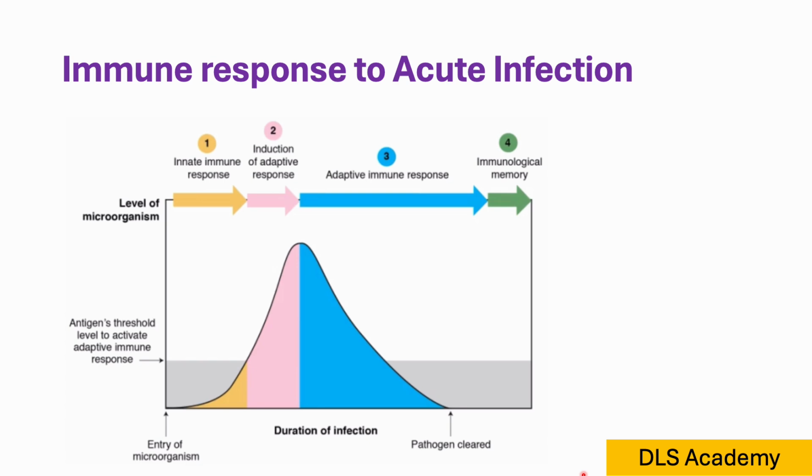So, after the infection has been cleared, you have to consider that all the cells that were generated are going to either undergo apoptosis, or the ones that survive will become the memory cells. And those memory cells are going to go on to respond to a secondary and subsequent infection with the same pathogen.